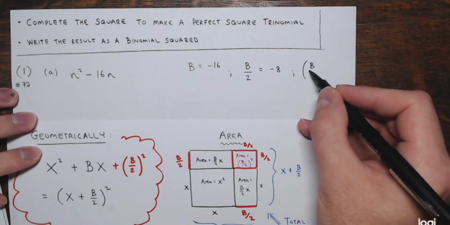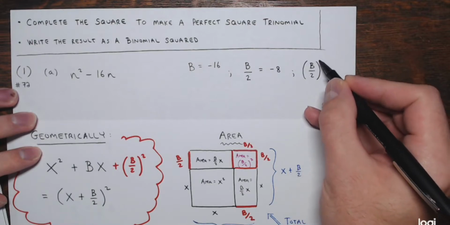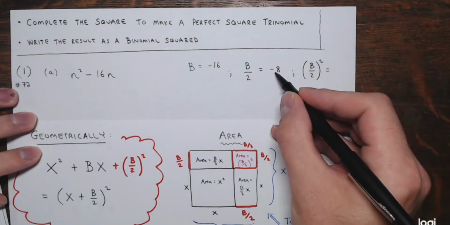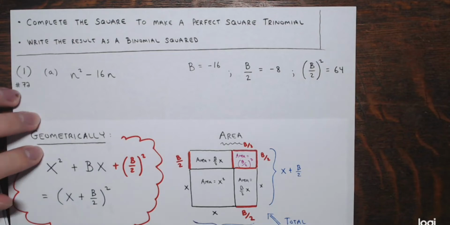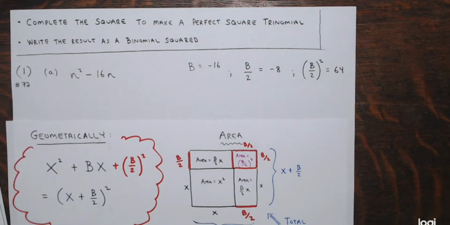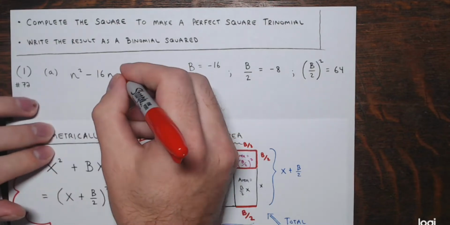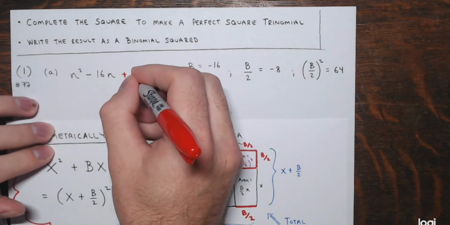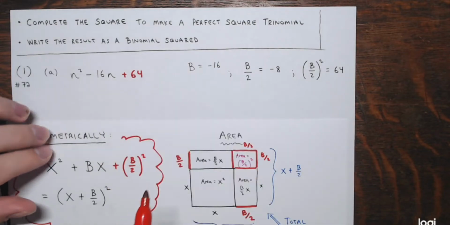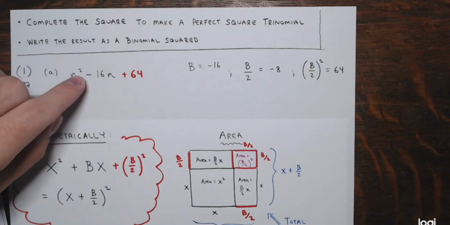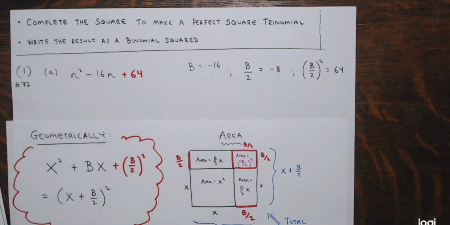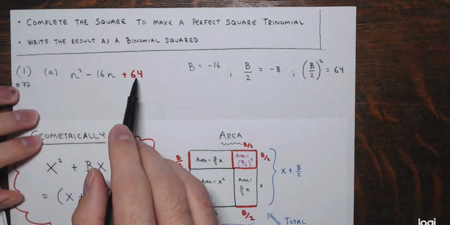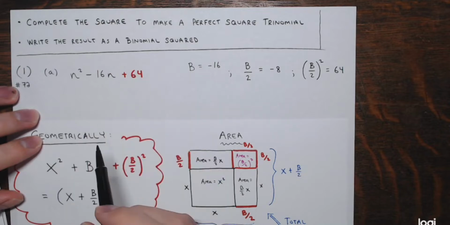Half of b squared is just negative 8 squared, which is positive 64. Alright, so that gets added on, and I'm going to do it in a different color. So I add on 64, and now I have changed this binomial into a perfect square trinomial. And I should now be able to express this trinomial as a binomial squared.